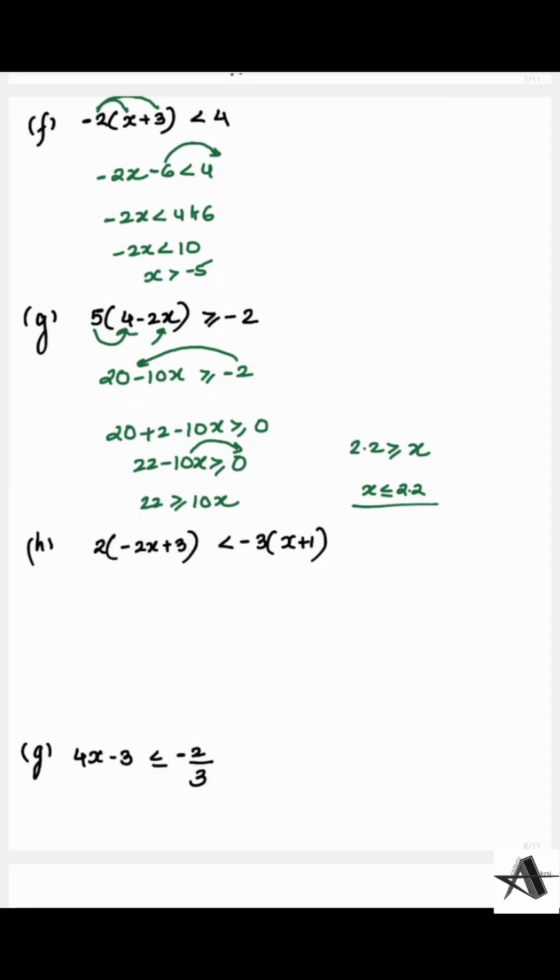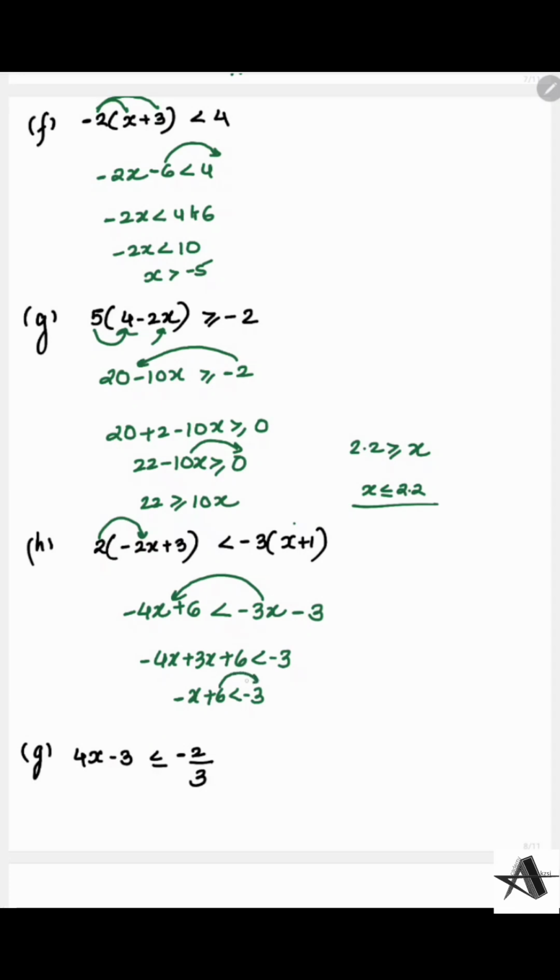Now the brackets are on both sides, so we have to expand both simultaneously. So 2 times negative 2x is negative 4x. 2 times 3 is 6, less than negative 3 times x, which is negative 3x, and negative 3 times 1 is negative 3. Now transpose this onto the left hand side. So negative 4x plus 3x plus 6 is less than negative 3. This will give you negative x plus 6 less than negative 3.